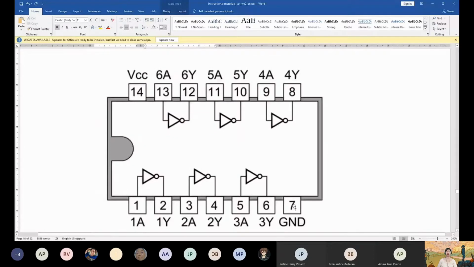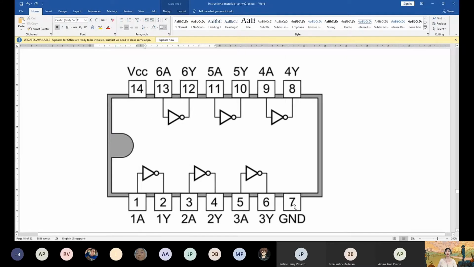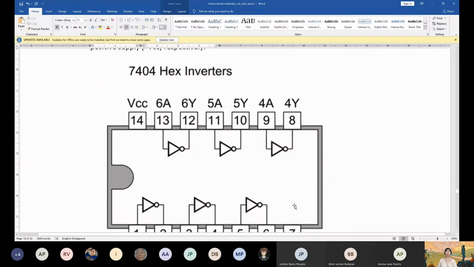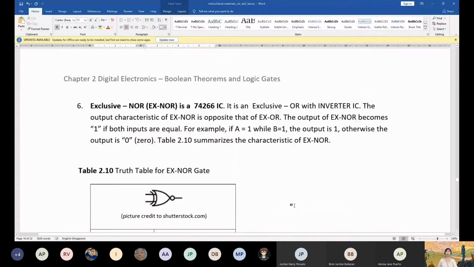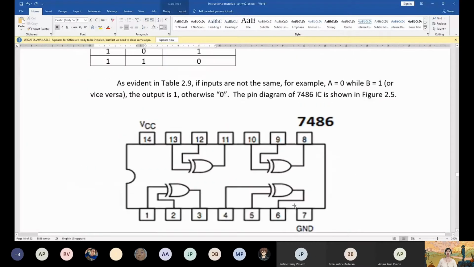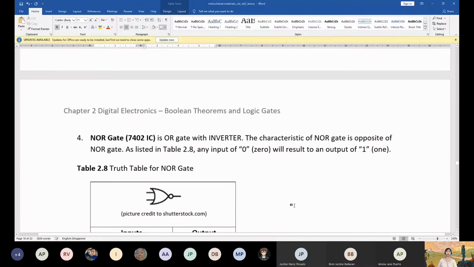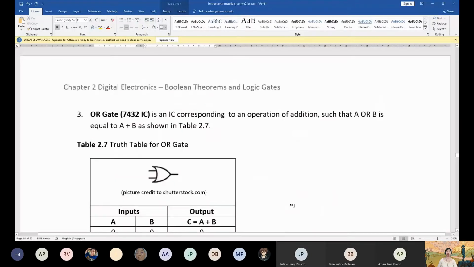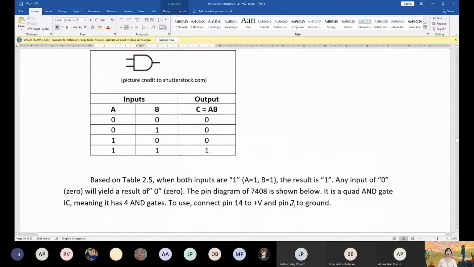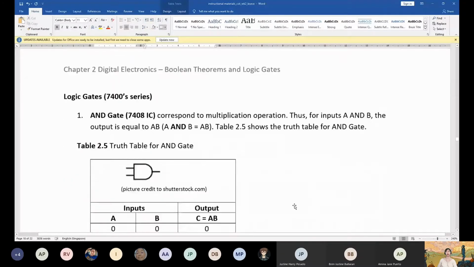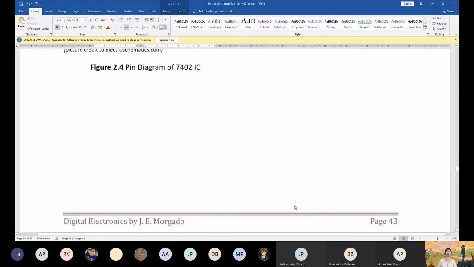So we have 7 gates. Can we have a recap? You still remember? We have the hex inverter 7404, 74266 for XNOR, 7486 for XOR, 7402 for NOR gate, 7432 for OR gate, 7400 for NAND gate, and 7408 for AND gate. So we have discussed 7 basic logic gates so far.